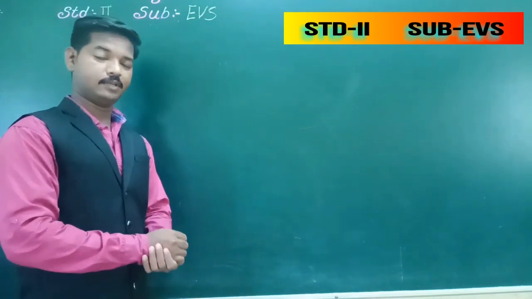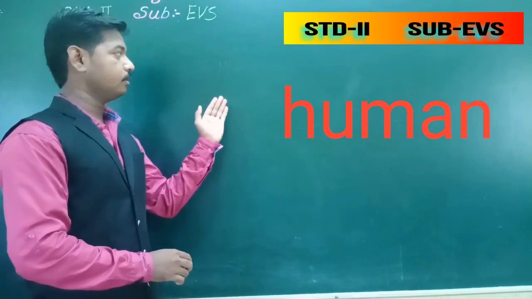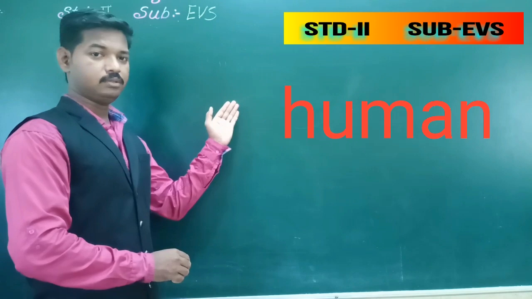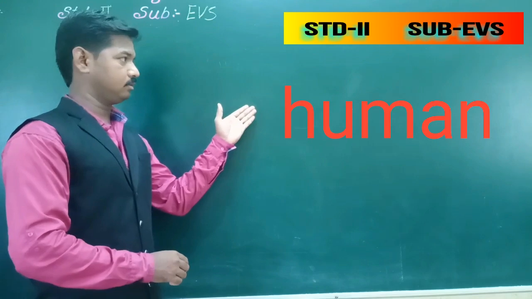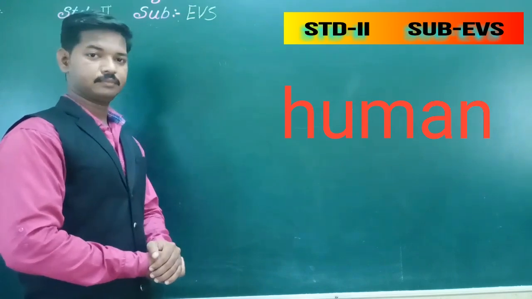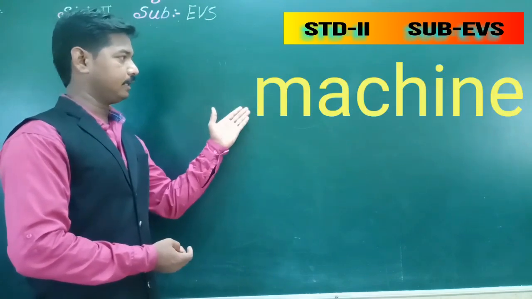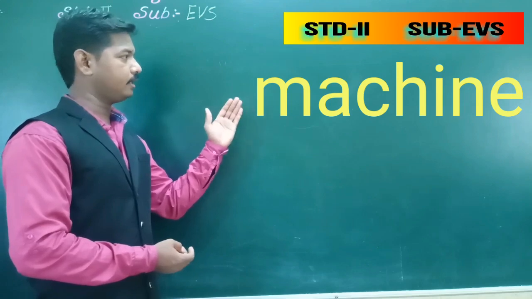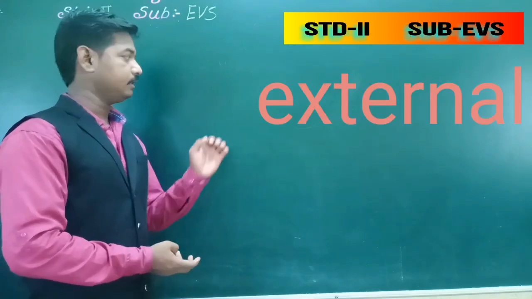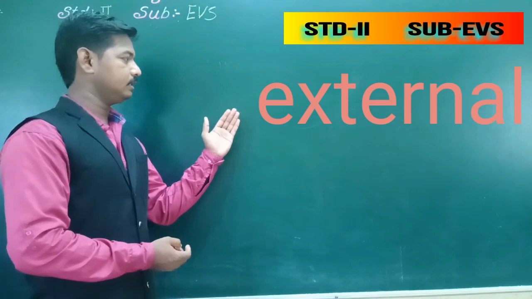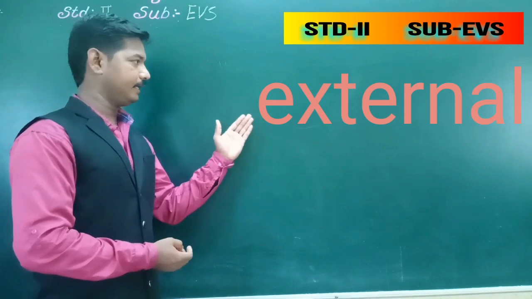Now I give you some words. The words you have to copy in your notebook. Okay. So, number one, human, H-U-M-A-N. Number two, machine, M-A-C-H-I-N-E, machine. Number three, external, E-X-T-E-R-N-A-L, external.